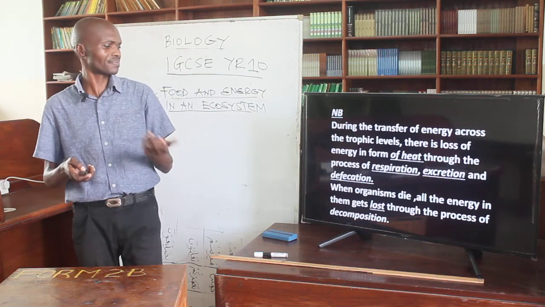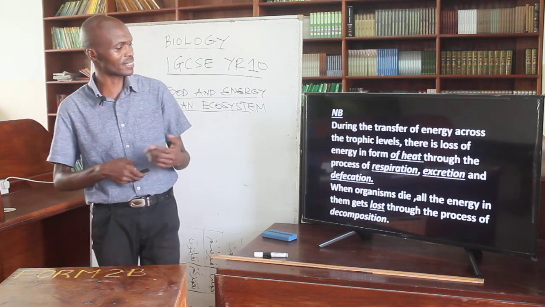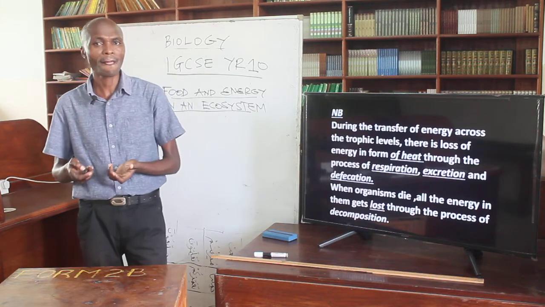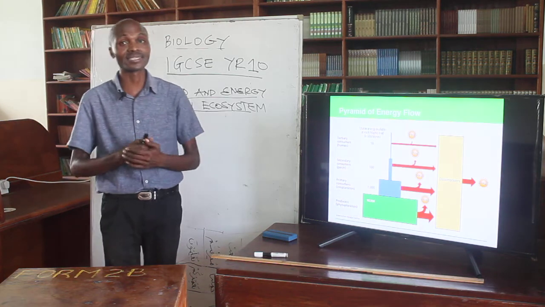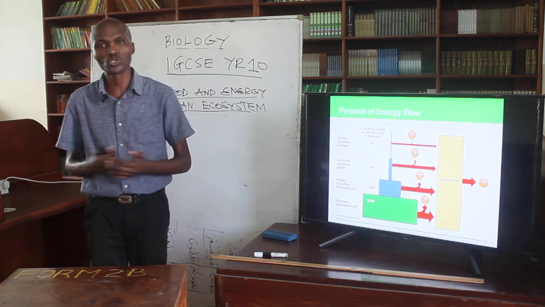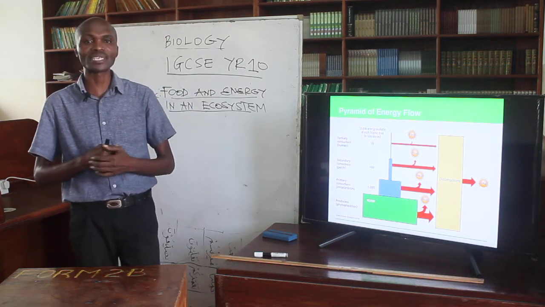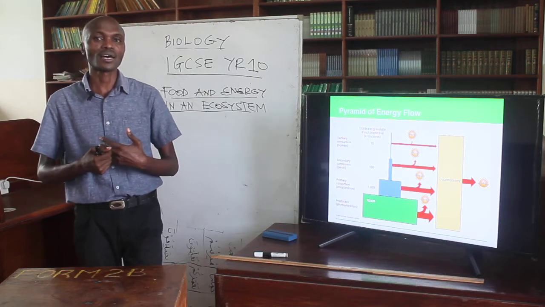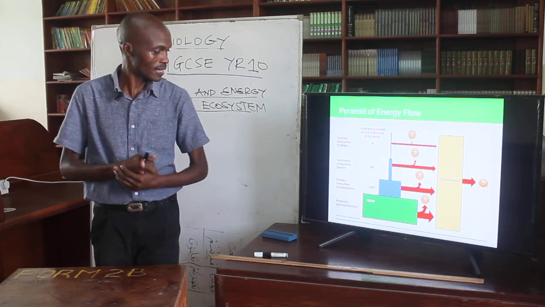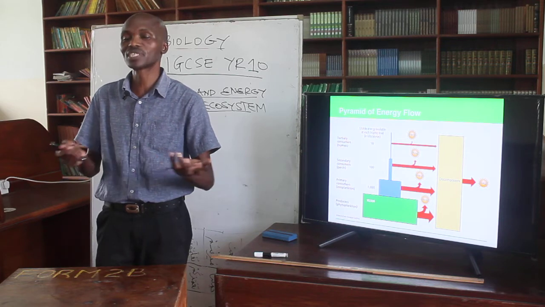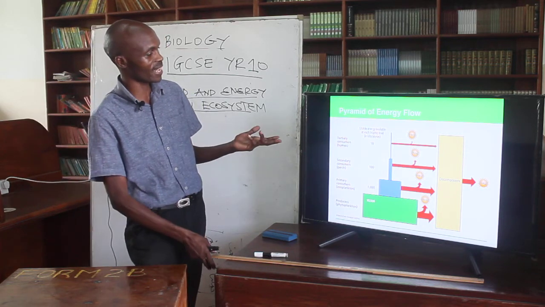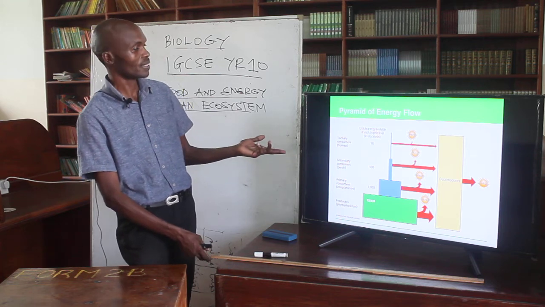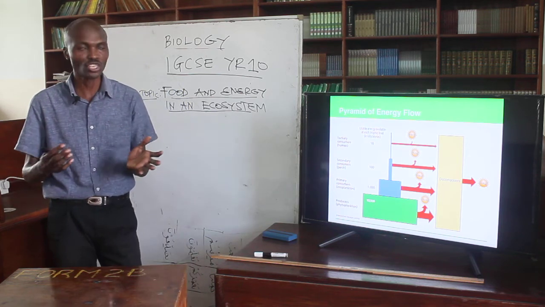So as higher organisms die, there's a breakdown by fungi and bacteria. They are able to break down the food materials, and essentially we end up losing the amount of energy. Now this is another representation of more or less the same thing. It's a pyramid of energy flow.